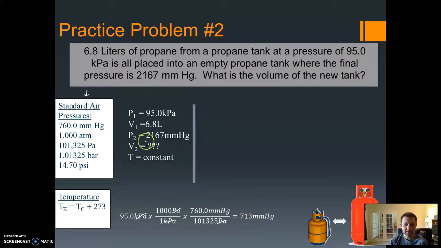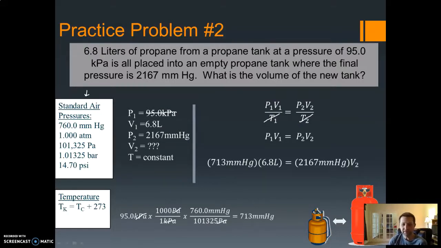That is this. Okay, so in your data table, you can even rewrite the new pressure as 713 millimeters of mercury. All right, moving on. We have our combined gas law. We always start with that because it just makes our life as easy as possible. Temperature is constant, so I'm going to ignore these. And I have my new equation, P1V1 equals P2V2. This is really just a Boyle's law problem.